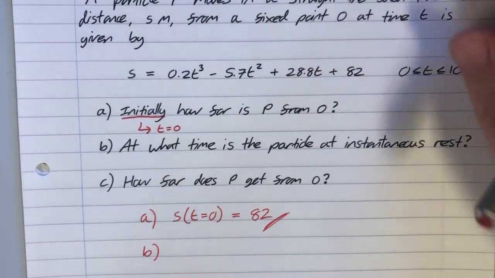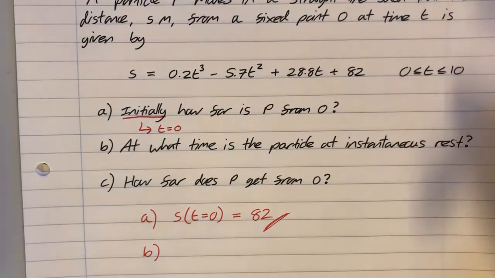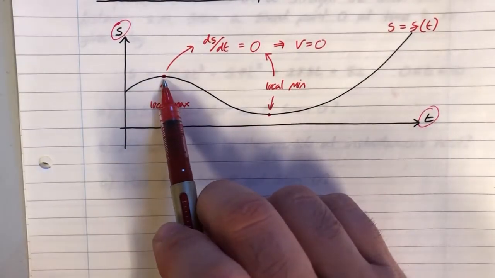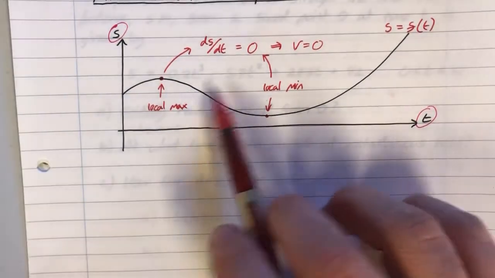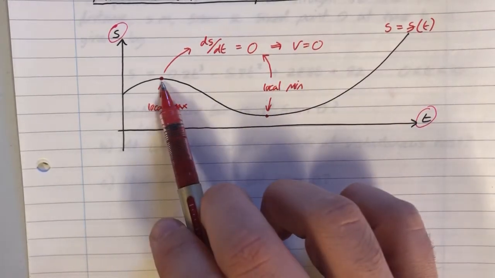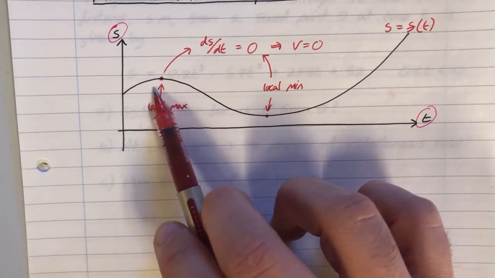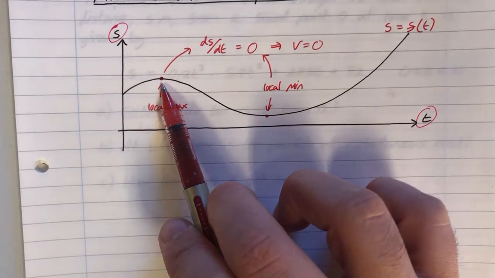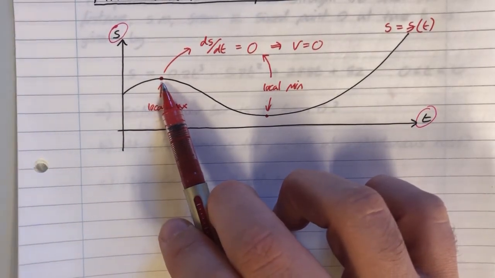At what time is the particle at instantaneous rest? This is not something that we've yet talked about. Instantaneous rest is when it is at rest at an instant, as opposed to at rest. So when something's at rest, the velocity is 0. But instantaneous rest is when the velocity is 0 when it's otherwise in motion. It's at rest for an infinitesimally small amount of time. Graphically, it's the turning point of the displacement-time graph.